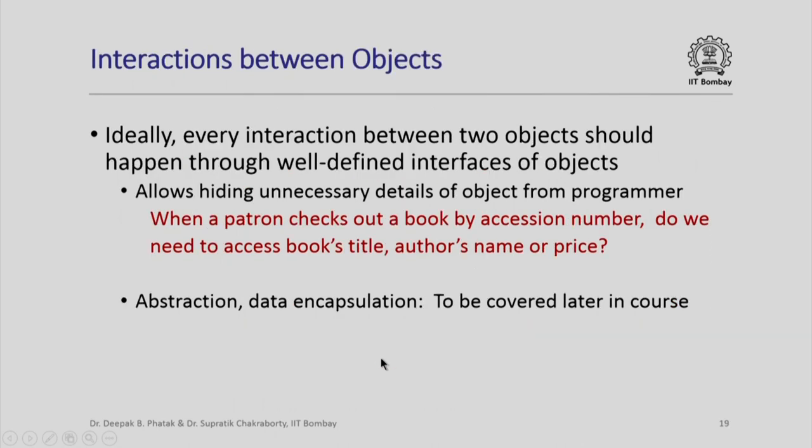Ideally, we should allow objects to interact only through very well defined interfaces, and this allows hiding unnecessary details of an object from the programmer. For example, when a patron is trying to check out a book by specifying its accession number, do we really need to access the title of the book or the name of the author or its price? If we don't, then the programmer should not try to access these details of the book object when he or she is trying to implement the checkout functionality for a patron. So this is achieved through what we call abstraction or data encapsulation, which will be covered in much more detail later in the course.